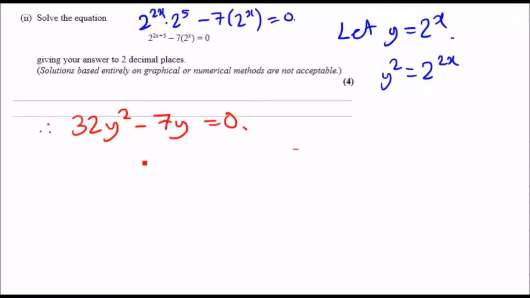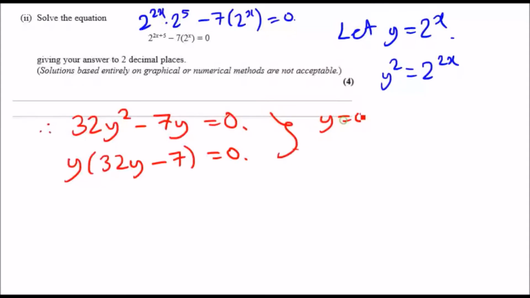So now let's factorize y out of here. So we're going to have y bracket 32y minus 7 equals 0. So the first solution is going to be y equals 0. In other words, 2 to the power x equals 0. And the second solution is 32y minus 7 equals 0. Solving that, we get y equals 7 over 32. In other words, 2 to the power x equals 7 over 32.